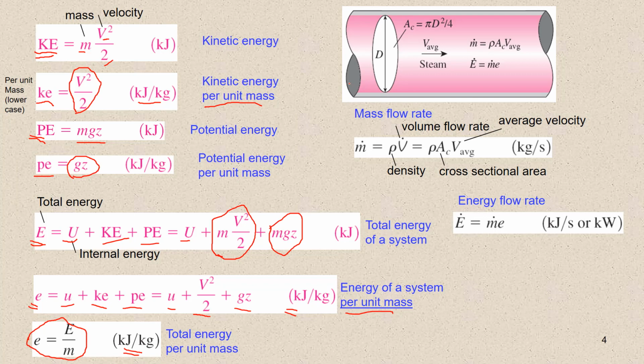Control volumes typically involve fluid flow for long periods of time, and it is convenient to express the energy flow associated with a fluid stream in the rate form. This is done by incorporating the mass flow rate, simple m dot, which is the amount of mass flowing through a cross-section per unit time. It is related to the volume flow rate, capital V dot, which is the volume of a fluid flowing through a cross-section per unit time, and mass flow rate, simple m dot, is equal to rho times capital V dot, which is equal to rho A_c V_avg, where A_c is the cross-sectional area and V_avg is the average velocity.